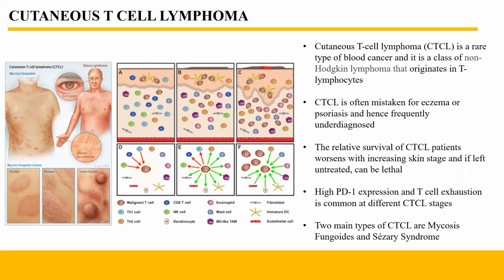Patients who have been selected in this study are cutaneous T cell lymphoma or CTCL patients. CTCL is a type of non-Hodgkin's lymphoma which originates in T lymphocytes. And although it is generally curable or shows good prognosis in early stages, it is often overlooked or underdiagnosed because in the early stages, the symptoms are often mistaken for eczema or psoriasis. Hence, the relative survival of these patients actually worsens with increasing stage, at which point it is difficult to treat the cancer. One of the common characteristic features of CTCL, especially in advanced stages, is a high upregulation of PD-1 and the PD-1 PD-L1 interaction and T cell exhaustion.